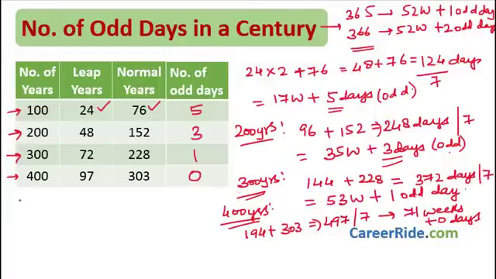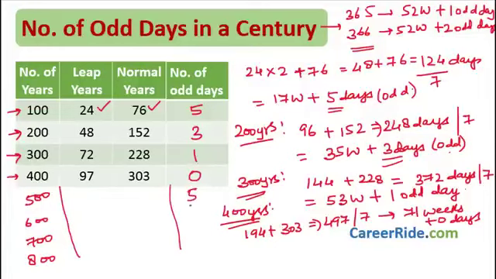And now if you try to go further and try to find out for 500 years, 600 years, 700 years and 800 years, you will see that this pattern will repeat.